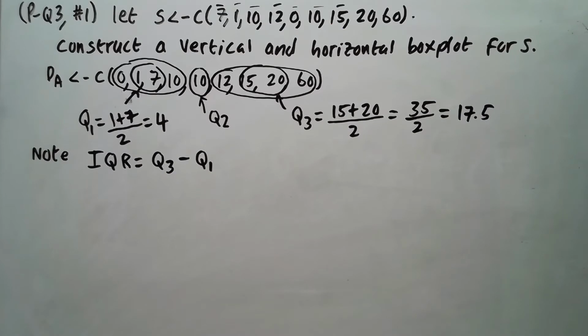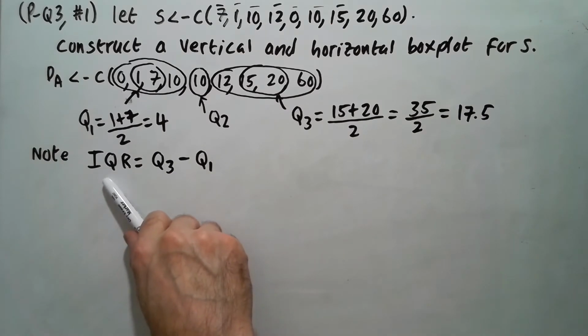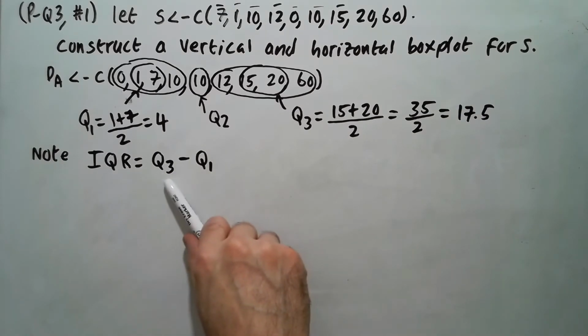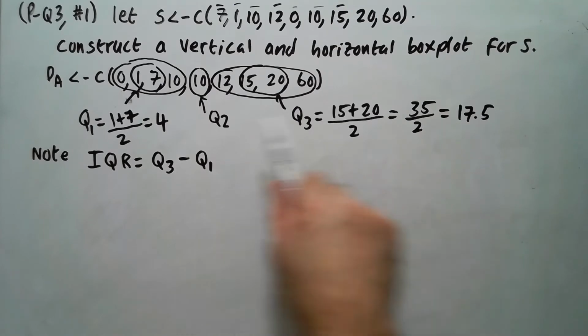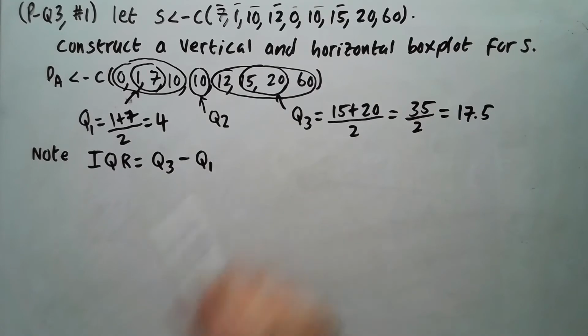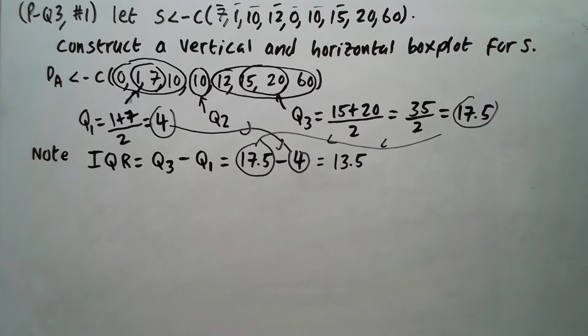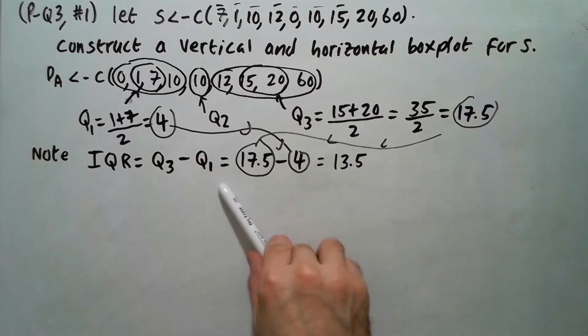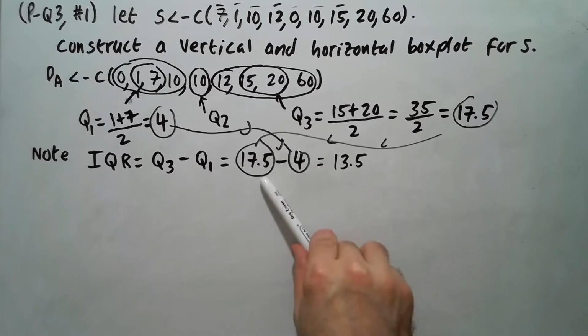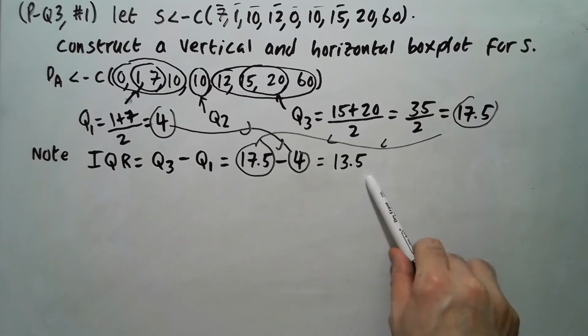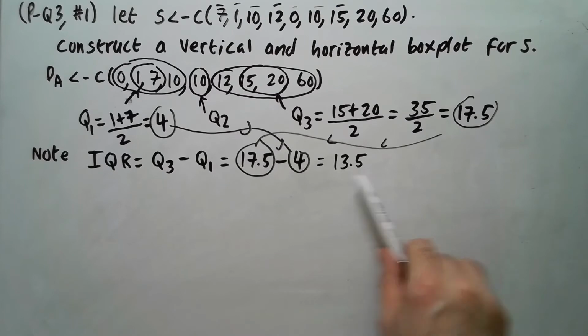So next we'll find the IQR, the interquartile range. Again, it is defined to be Q3 minus Q1. So our Q3 is 17.5, our Q1 is 4. So let me write that here. Okay, so our IQR would be Q3, which is 17.5, minus 4. If you subtract those, you can check it's 13.5. Okay, next let's do 1.5 IQR. So doing that we get then.